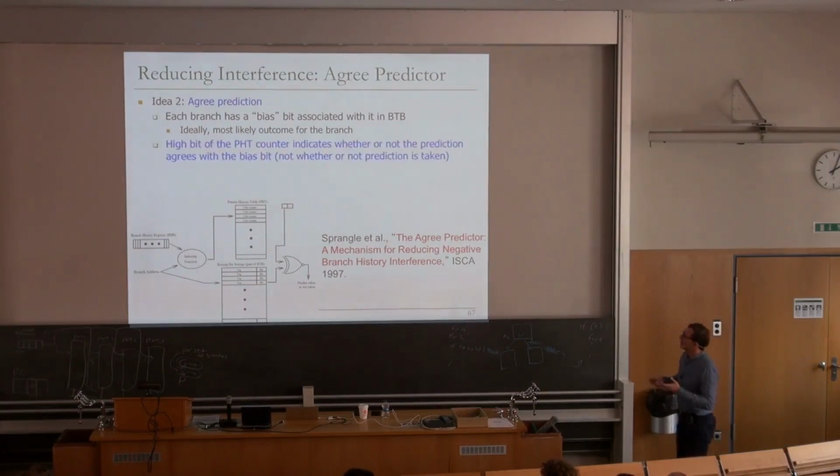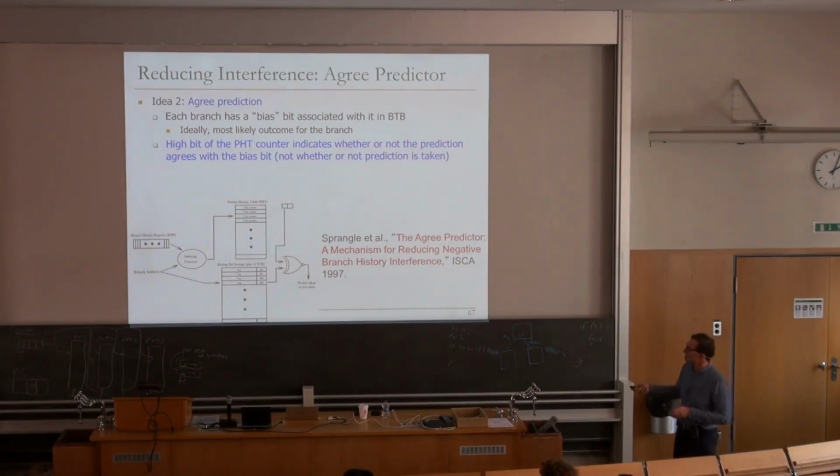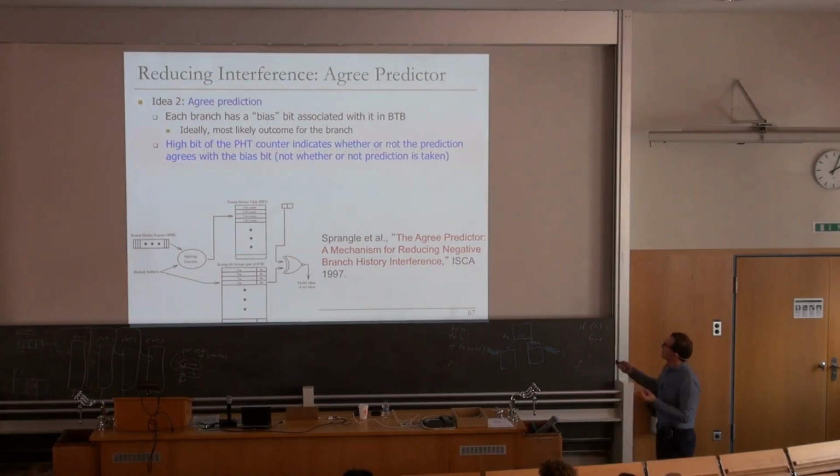Good. Now, we're going to use the pattern history table for a different purpose. Here we have the bias bits. Everything else is the same, the global history register. But in the pattern history table, what we're going to encode here is whether or not the prediction or the counter agrees with the bias bit or disagrees with it.